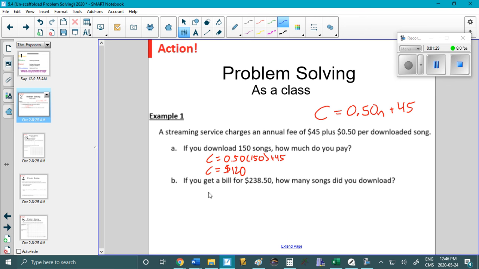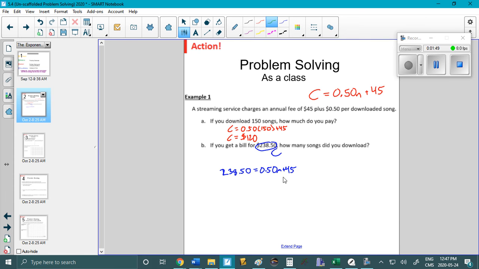And part B is the hard type. So this is the bill, so this is C. So we plug in 238.50 for C. The rest of the equation stays as is. My pen's acting up. Now we solve for n. So step 1 is to subtract 45. So you subtract that initial value from both sides.